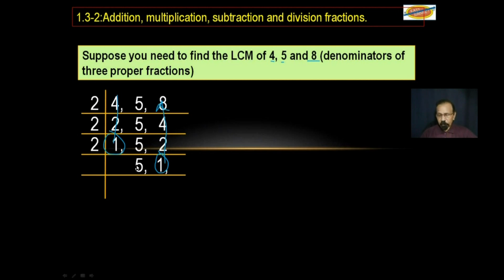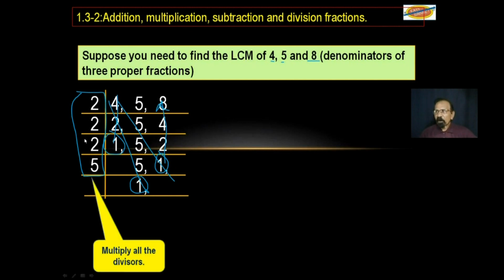But we still have a 5 here. So 5 can go into 5, 5 into 5, 1. And now we ignore everything here and concentrate on these numbers that we use to divide. Multiply all the divisors, 2 by 2 by 2 by 5, and we get 40.